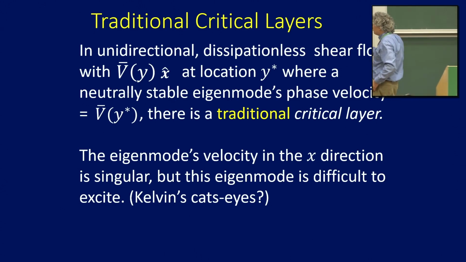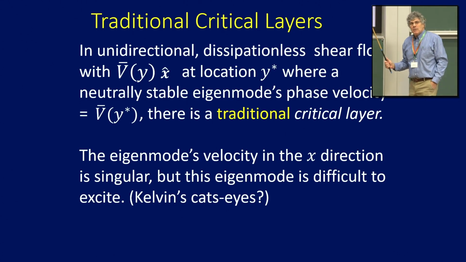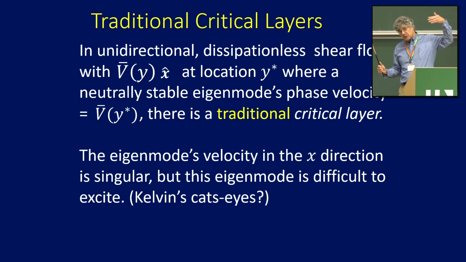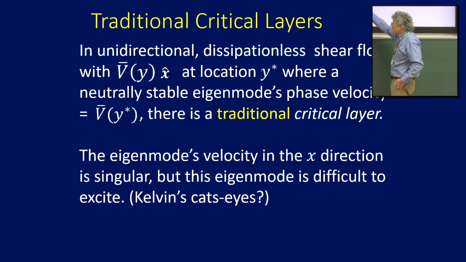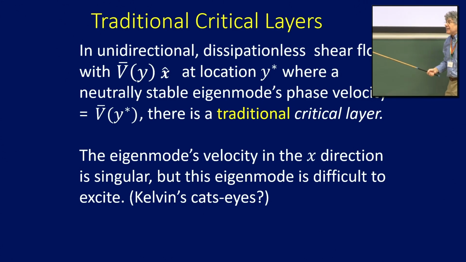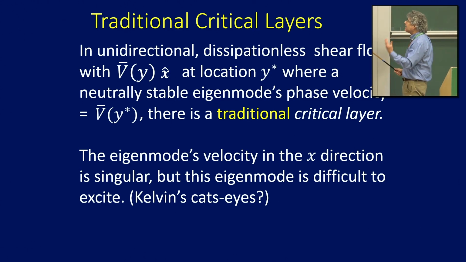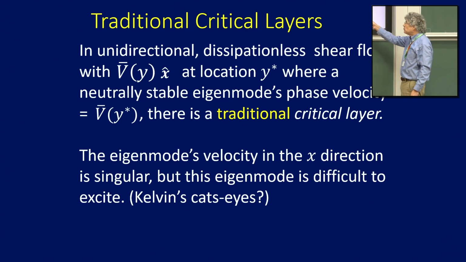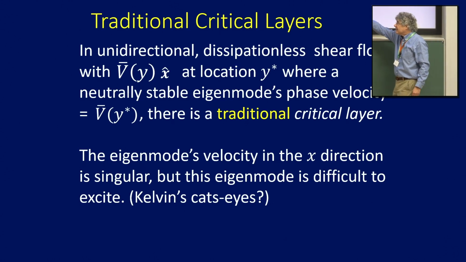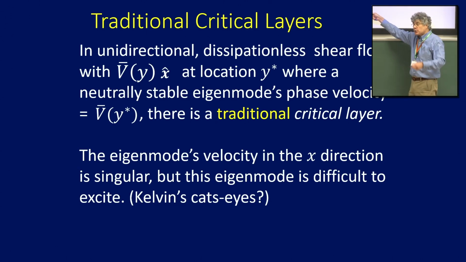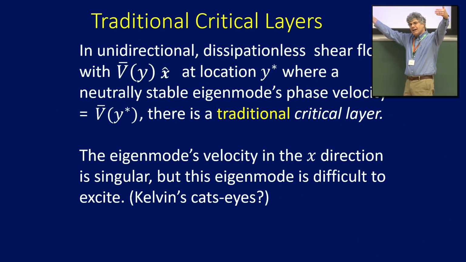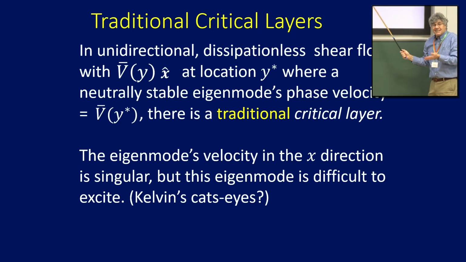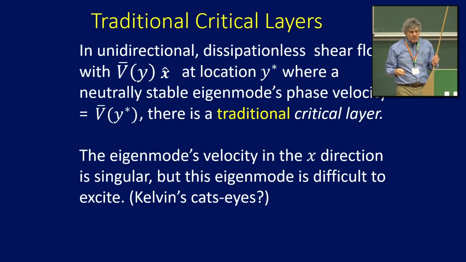A traditional critical layer comes about in a unidirectional flow. The cross-stream direction is y, the streamwise direction is x. So I've got some equilibrium flow, V bar, dissipationless. If you calculate the linear eigenmodes, and there's an eigenmode traveling in the streamwise direction at any location y star such that V bar of y star, the velocity of the unperturbed flow at that latitude, or that radius, is equal to the phase speed of the instability, that forms a critical layer.